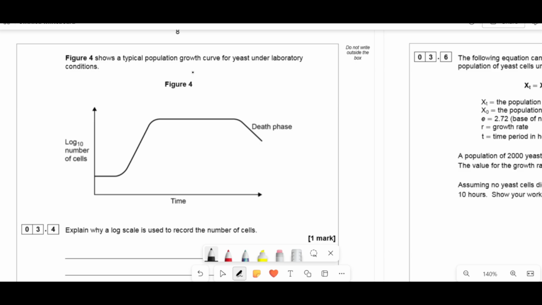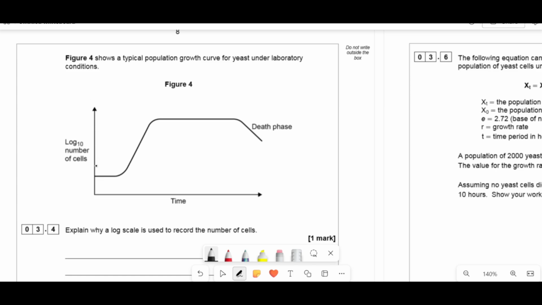Figure 4 shows a typical population growth curve for yeast under laboratory conditions. So what we've got here is the log 10 number of cells, and we've got time. We can see that they start off all right, and then they shoot up, and then they get to here, and then they start dying. In the death phase, it starts to go down. The question says, explain why a log scale is used to record the number of cells.